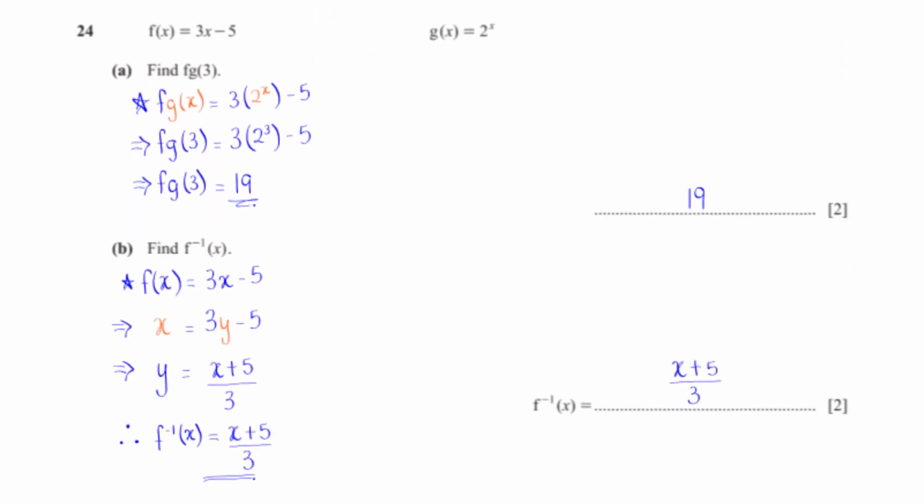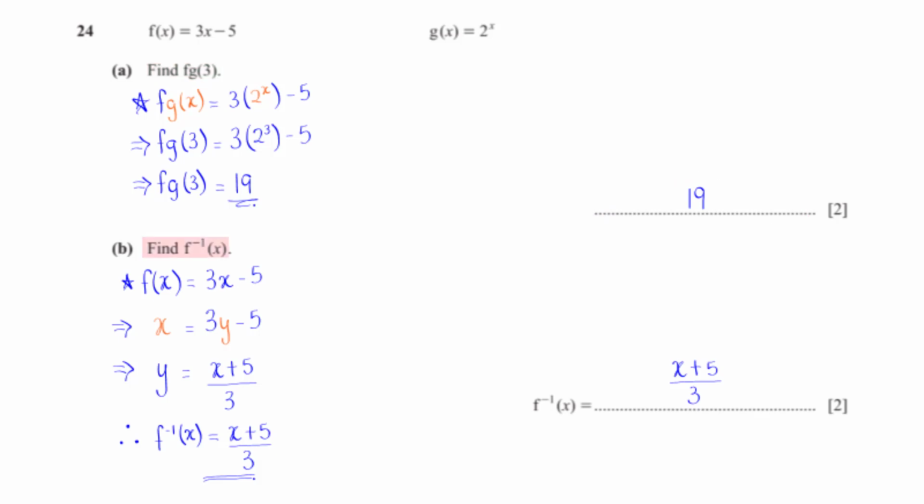f(x) is equal to 3x minus 5. g(x) is equal to 2 raised to the power x. Find f(g(3)). First, we need to find f(g(x)), and that is equal to 3 times 2 raised to the power x, minus 5. So now, f(g(3)) becomes 3 times 2 raised to the power 3, minus 5, and this gives us 19.